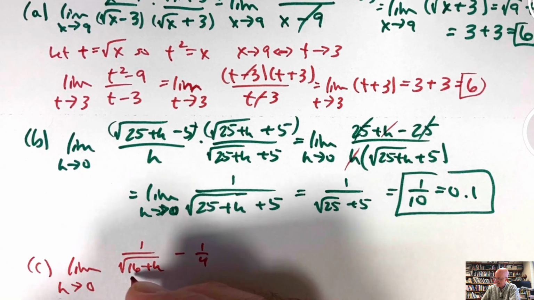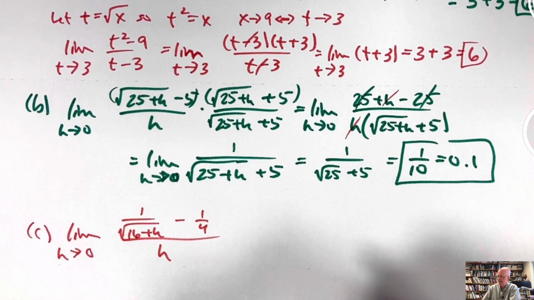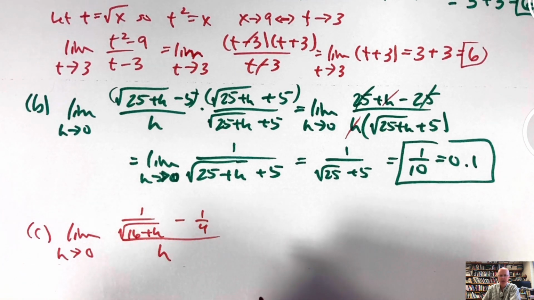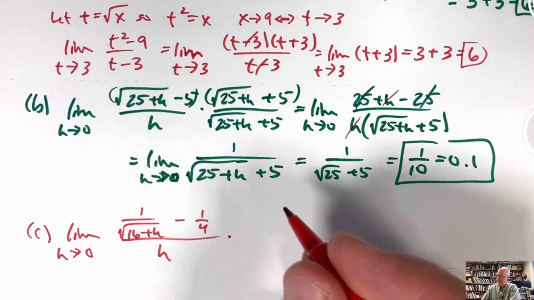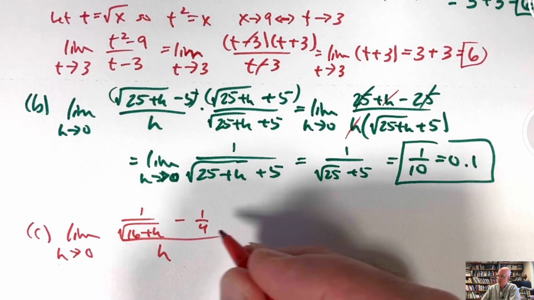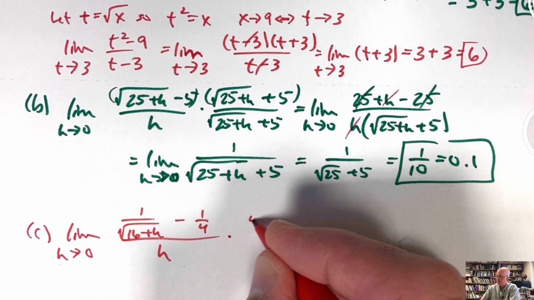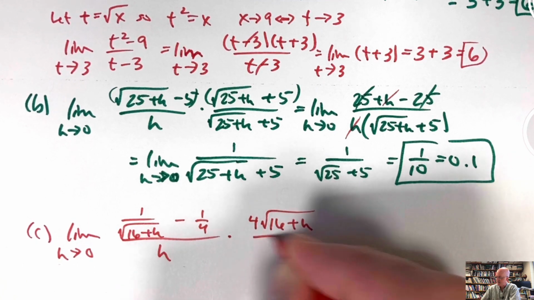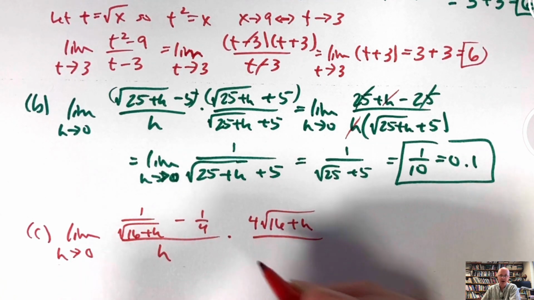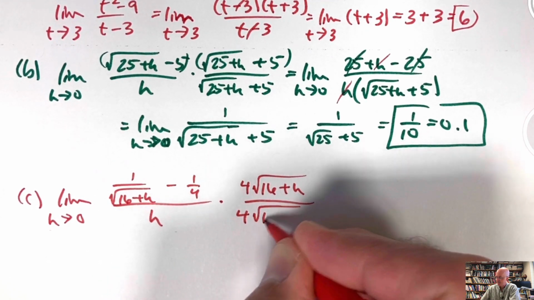I think in this case, it might be better to not do the rationalizing first. It might be better to get rid of the fractions within fractions. And so what I'm going to do first is multiply by a disguised form of 1 that will get rid of the denominators in these fractions. 4 times the square root of 16 plus h. So I'm not rationalizing here. I'm trying to get rid of fractions within fractions. If I do it to the top, I've got to do it to the bottom.